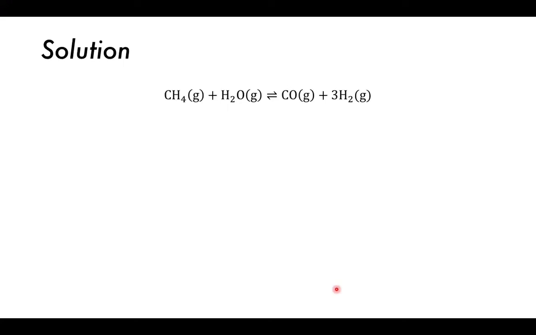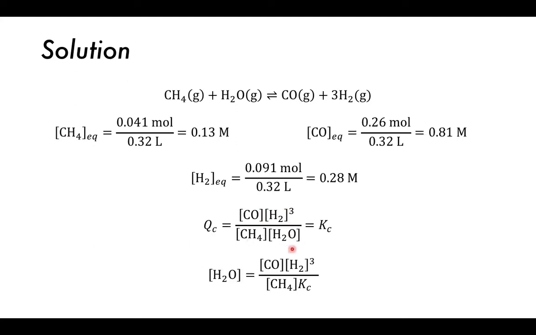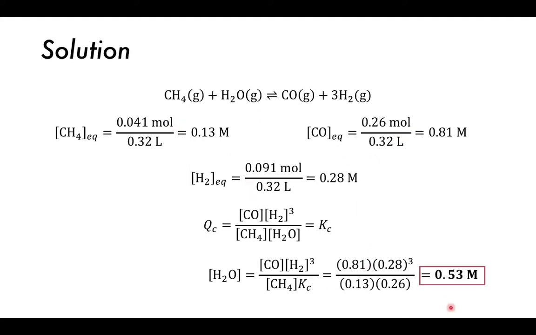So the solution here then is methane plus water, the balanced equation is this. Here is the concentration at equilibrium of methane. So it's going to be equal to 0.041 moles over 0.32 liters. So we've been given the number of moles, we have the volume of the flask, so we find moles per liter. Do the same thing for carbon monoxide and hydrogen at equilibrium. Then Qc can be found like so. Since Qc is equal to Kc, then we rearrange in terms of the water concentration, because that's what we want to know. And then we have an equation like this. We fill in the values from either what we've calculated here or from the table. And then we find out that the concentration is 0.53 molar.